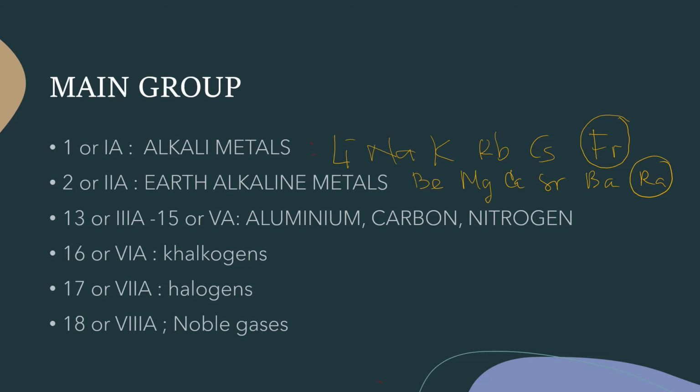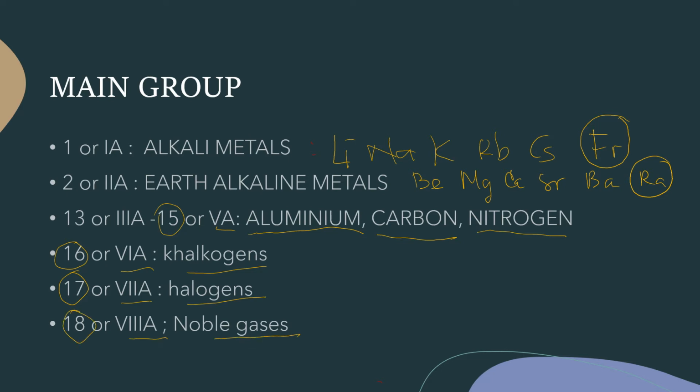For group 13 or 3A until 15 or 5A, the name of the group we can say as the name of the element. So group 13 is the aluminium group, group 14 is the carbon group, and 15 or 5A is the nitrogen group. Group 16 or 6A, chalcogens. Group 17 or 7A is halogens. And then 18 or 8A is noble gases.